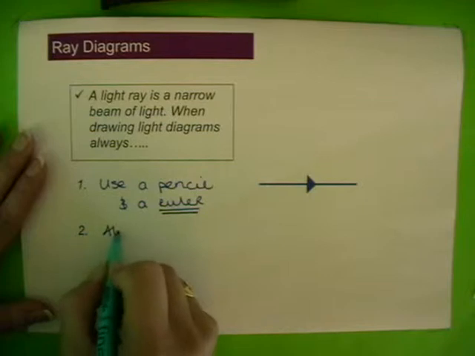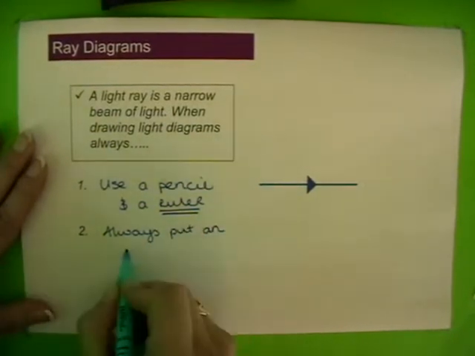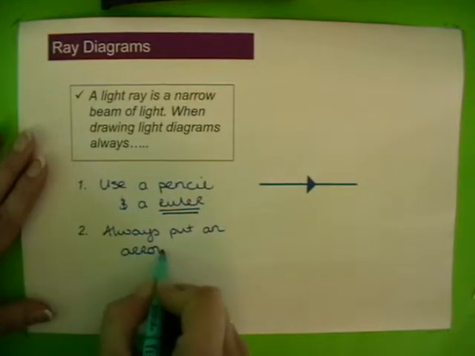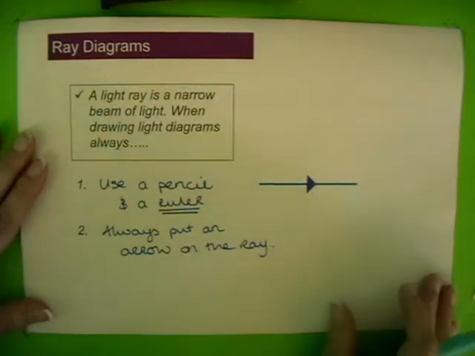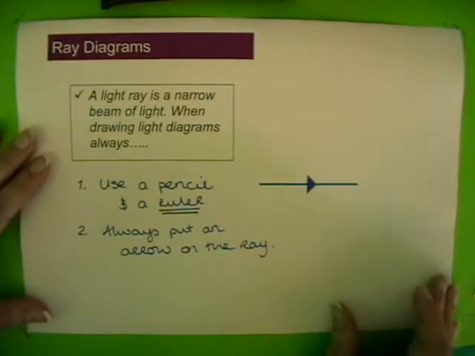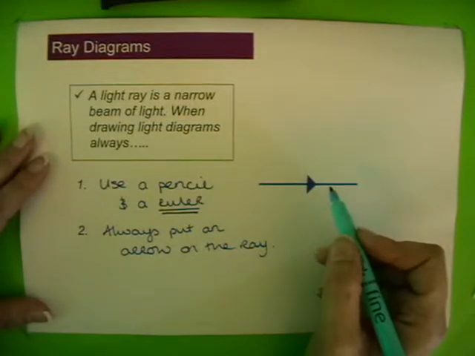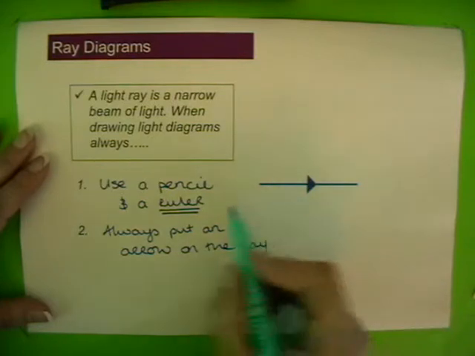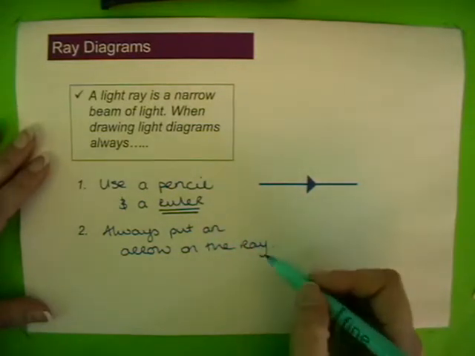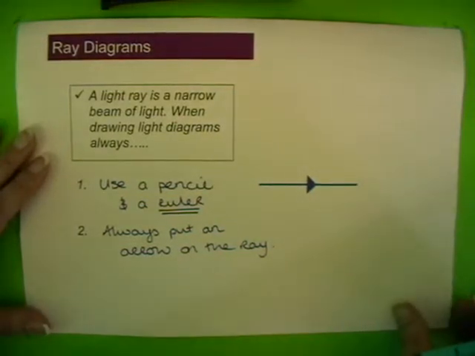And you must always put an arrow on the ray. Light travels in a certain direction, and you must put an arrow on the ray to indicate the direction of travel of the light. And unless you have both elements ticked there, the pencil and ruler, and the arrow on the ray, then you are likely to lose marks in the exam. And what a silly way to throw away marks.